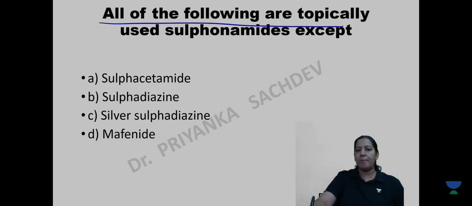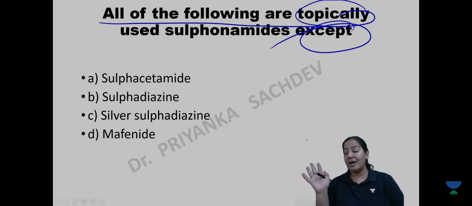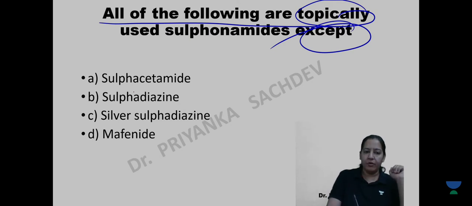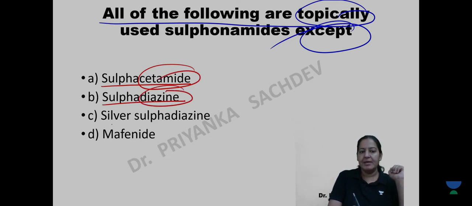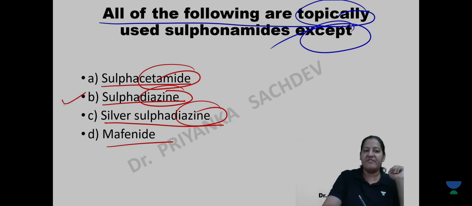All of the following are topical sulfonamides except. You know the names of three topical sulfonamides. Tell me which is not a topical sulfonamide. I'm asking except. Please mind the question, it is except. So the four options are acetamide, sulfadiazine, silver sulfadiazine, and mafenide. What is the answer here? Yes, you are right. So the correct answer here is definitely sulfadiazine.